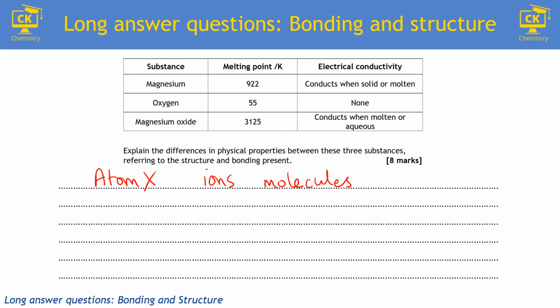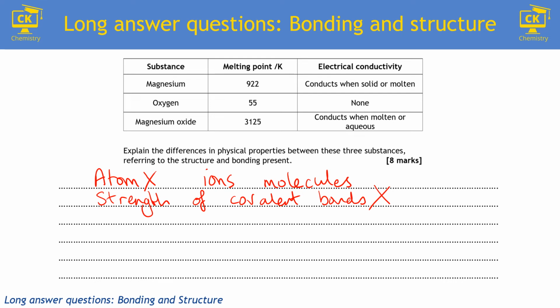Where else we lose it is by not talking about structure. So don't talk about the strength of covalent bonds, it is not relevant. The only time we should talk about strength of covalent bonds is if we were talking about those very few examples of giant covalent lattices, diamond, graphite, silicon dioxide. It's not relevant to melting point for anything else.